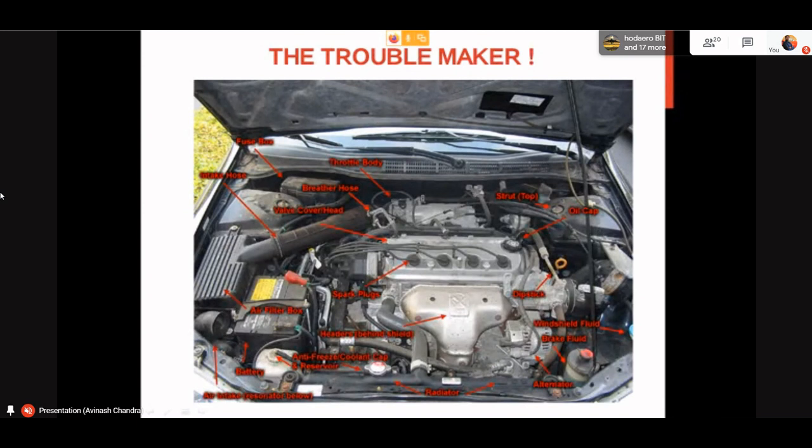So let's go into the real troublemaker. Now, this is what you see. I would say it's not a very modern engine, it's a little bit old. But if you want to read all the components, what are the important components? We are very well aware of brake fluid, alternator, radiator, the header, the spark plugs, because this is a petrol engine, and then you have the oil cap. Everything we see here is very important. And you see the engine is here.